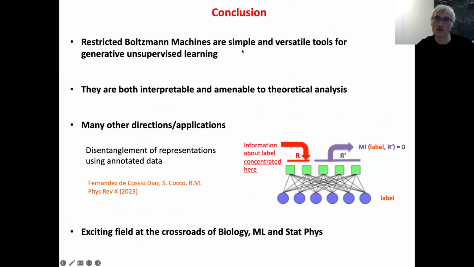I tried to convince you that restricted Boltzmann machines, old machines from the 80s, are simple and versatile tools for generative and supervised learning. They are both interpretable and amenable to theoretical analysis. There are many other directions and applications I didn't have time to mention. For instance, how to disentangle representation using annotated data to try to align some directions of a latent space along some biologically interpretable features. We have a paper on that. I think it's an exciting field at the crossroads of biology, machine learning, and statistics, and that's what I'm interested in.